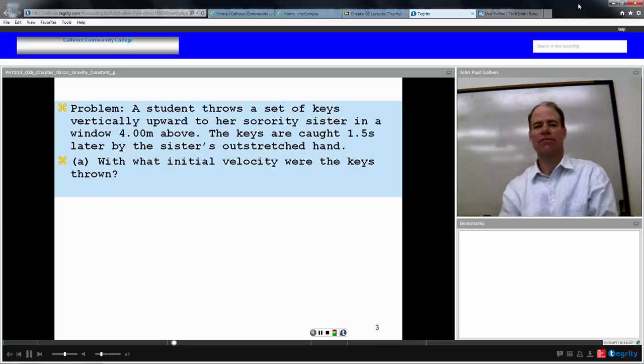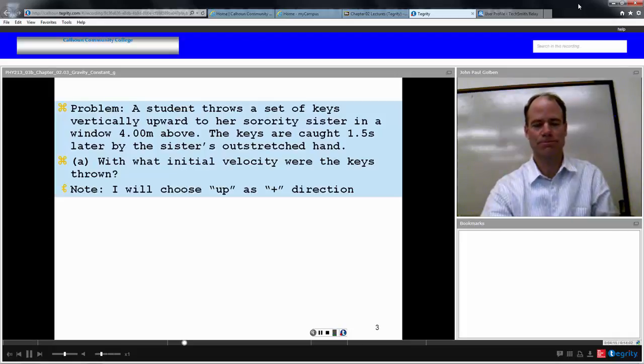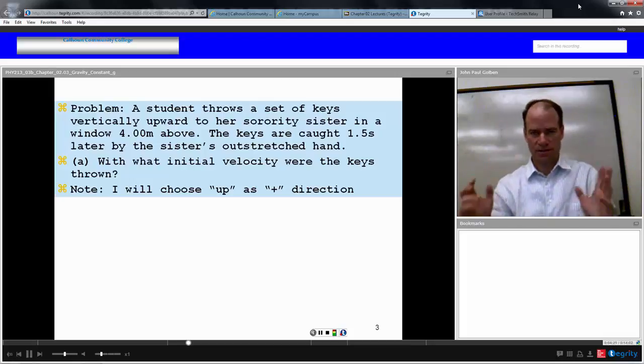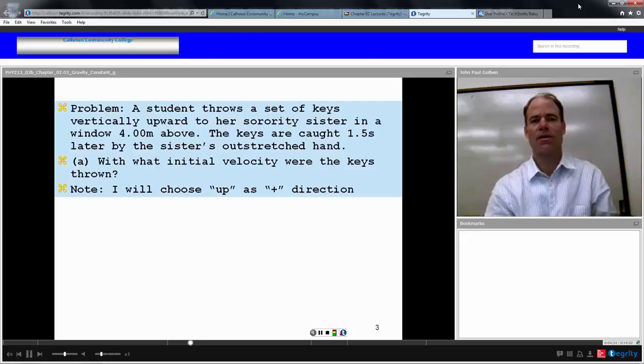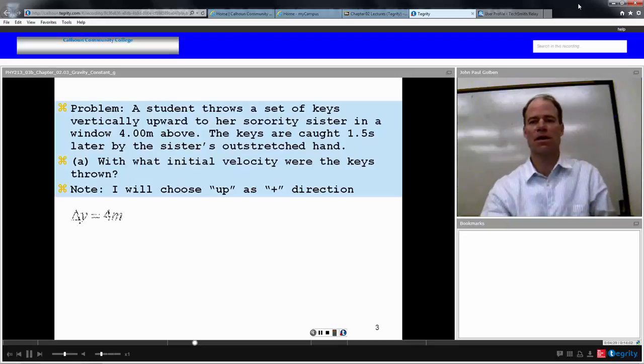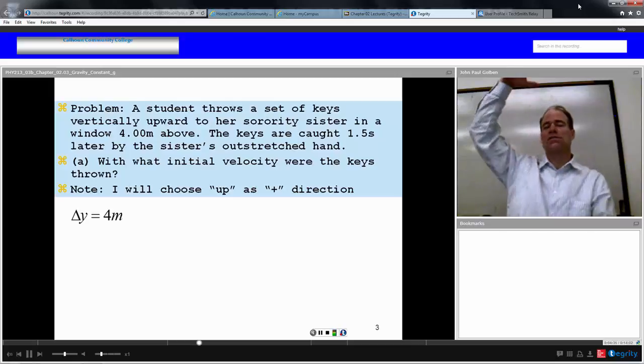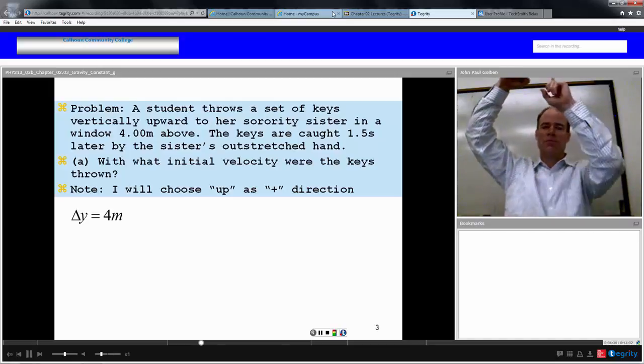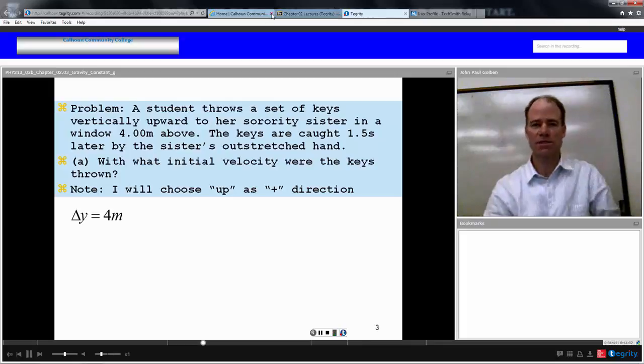A student throws a set of keys vertically upward to her sorority sister in a window 4 meters above. The keys are caught 1.5 seconds later by the sister's outstretched hand. With what initial velocity were the keys thrown? All right, so it's assumed, since we're throwing it freely in the air, it's under the acceleration of gravity. Now, since the student is throwing the keys upward to begin with, we're going to choose up as our positive direction. Our displacement then will be 4 meters, because the sister is going to grab it 4 meters higher, and that's in the up direction. So our displacement is going to be a positive 4 meters.